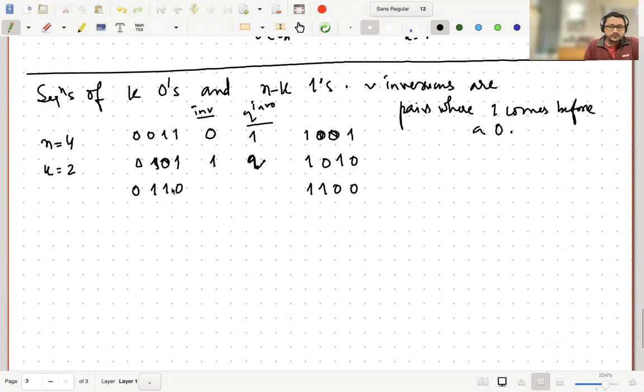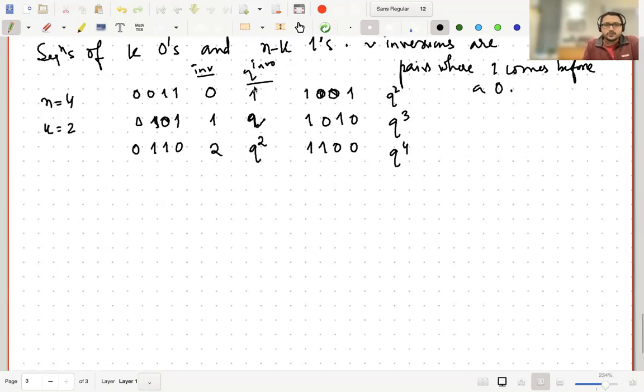Similarly here there are 2 inversions: 1 1 0, this pair will be an inversion, and 1 0, this pair will be an inversion. So the number of inversions is 2 and we get q square. We do the same thing for 1 0 0 1, giving q square. For 1 0 1 0 we have 3 inversions. And for the last case, we'll have 4 inversions, so q to the power 4.